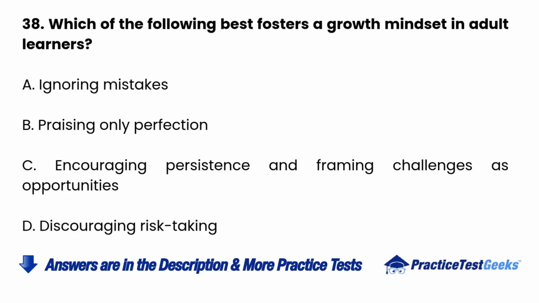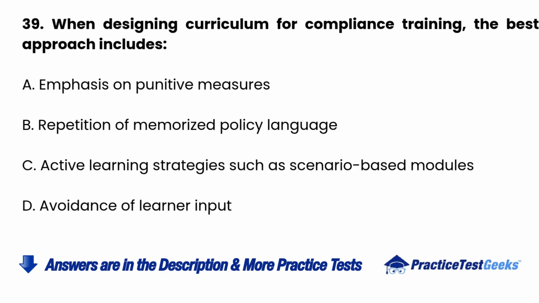38. Which of the following best fosters a growth mindset in adult learners? A. Ignoring mistakes. B. Praising only perfection. C. Encouraging persistence and framing challenges as opportunities. D. Discouraging risk-taking.